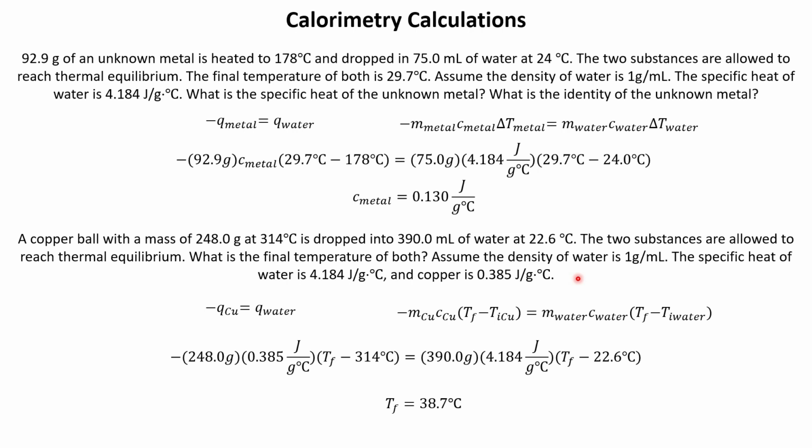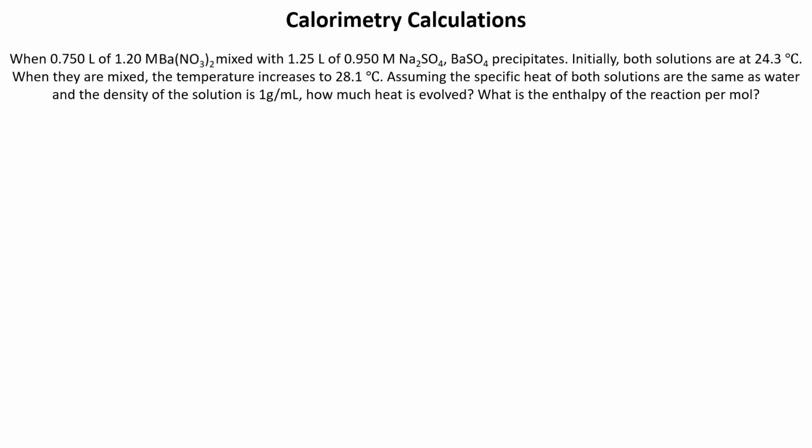Our final type of calorimetry calculation involves a chemical reaction. Here is our question. When 0.75 liters of 0.12 molar barium nitrate is mixed with 1.25 liters of 0.95 molar sodium sulfate, barium sulfate precipitates. Okay, so we've got a precipitation reaction here.